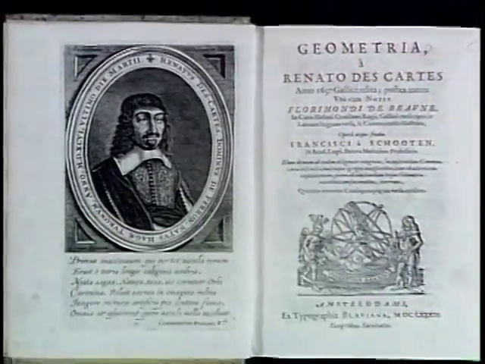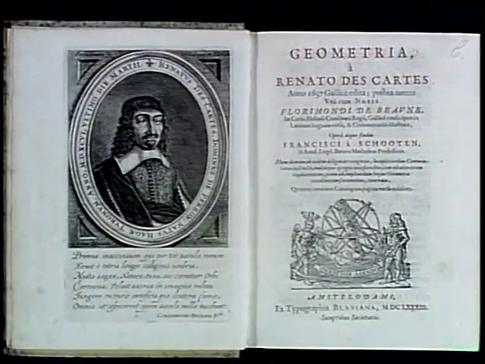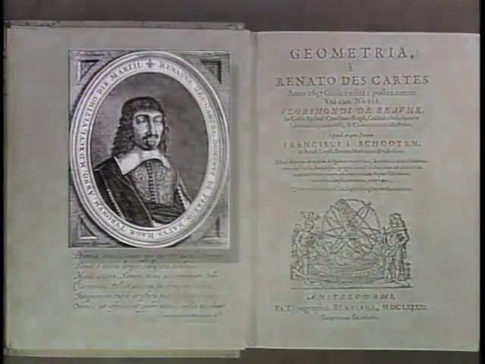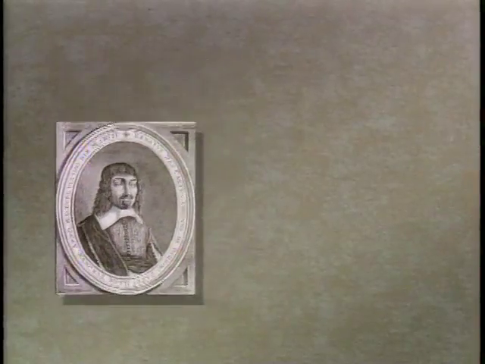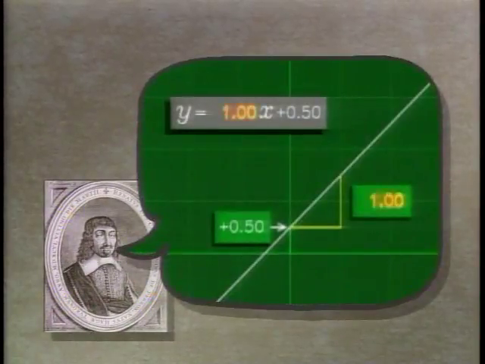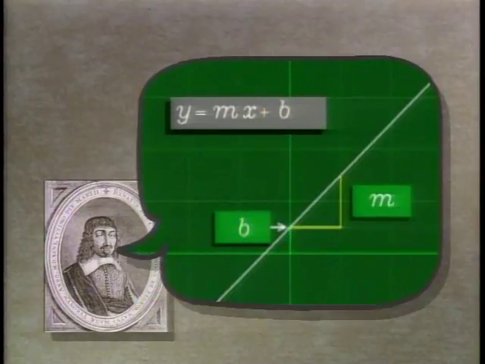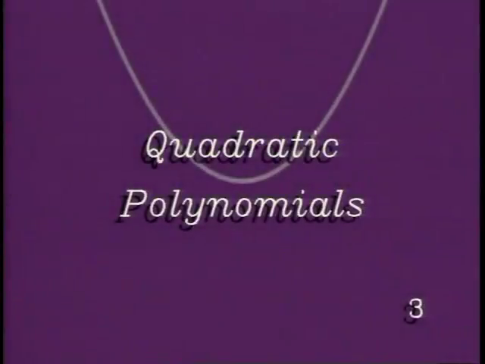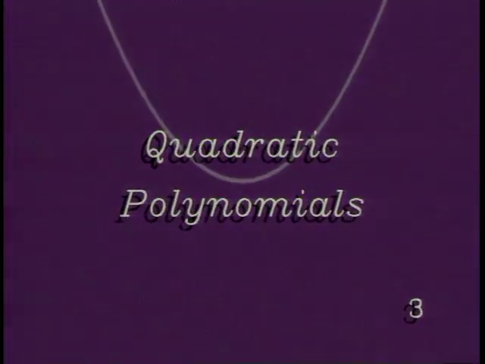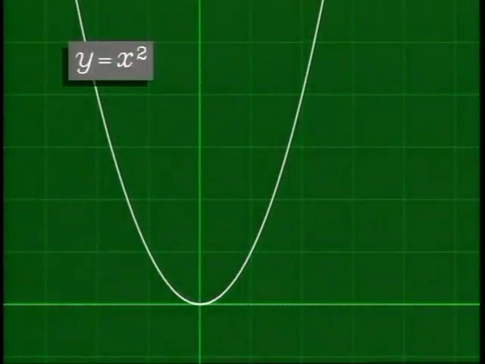Analytic geometry describes geometric figures by algebraic equations called Cartesian equations in honor of René Descartes. For example, a line of slope m has Cartesian equation y equals mx plus b. The Cartesian equation for this parabola is a storehouse of information about the curve.